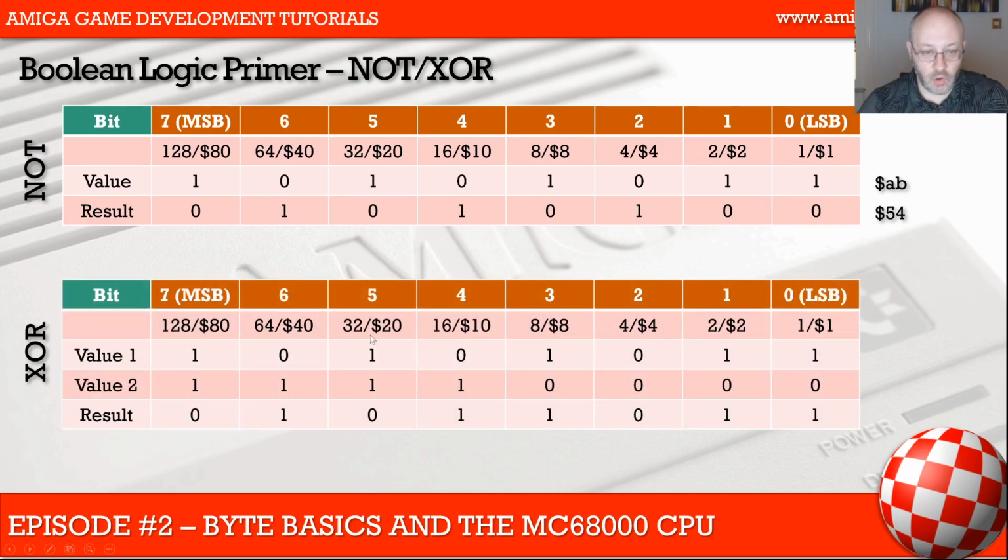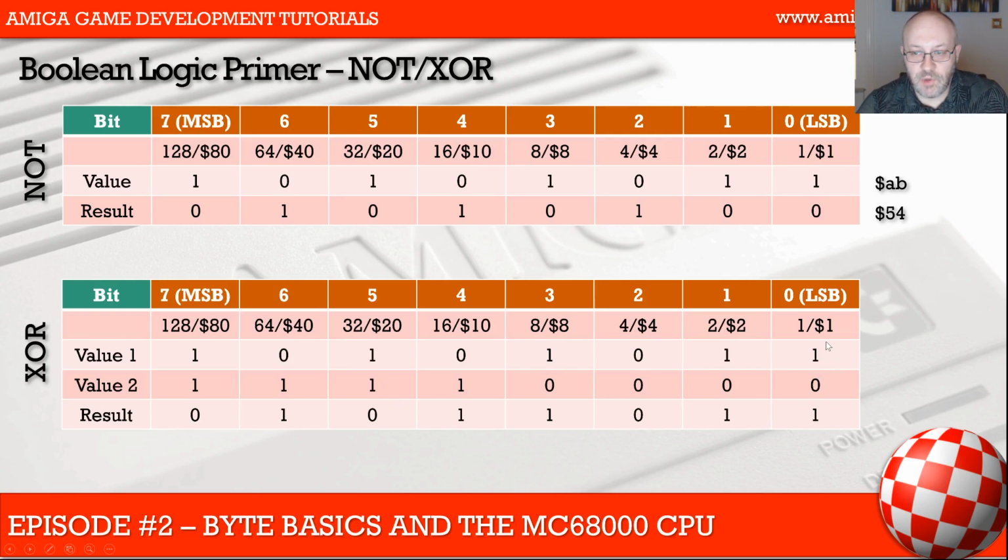Now this is XOR, and this is a little bit different. I tend not to use it a lot, but you will actually come across it, so it's worth putting this in. So in an XOR system, if either of the bits is set in value 1 or value 2, then the result is a 1. But if both bits are set to a 1, then the result is 0.